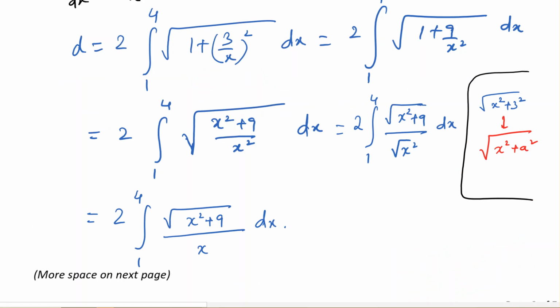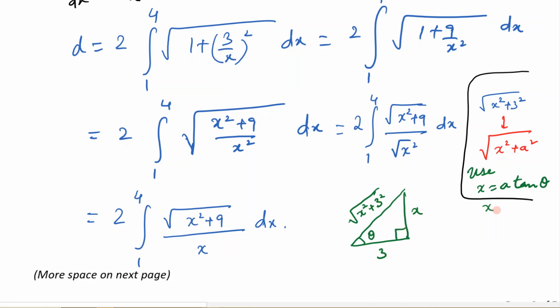So we're going to use the substitution x equals a tangent theta, because of the triangle that we're going to create in this case. We have a 90-degree angle, and this angle is theta. Our hypotenuse is square root of x squared plus 9, which is square root of x squared plus 3 squared. One of the legs is x, another leg is 3, and from here we get x equals 3 tangent theta. So that would be our substitution in this case.